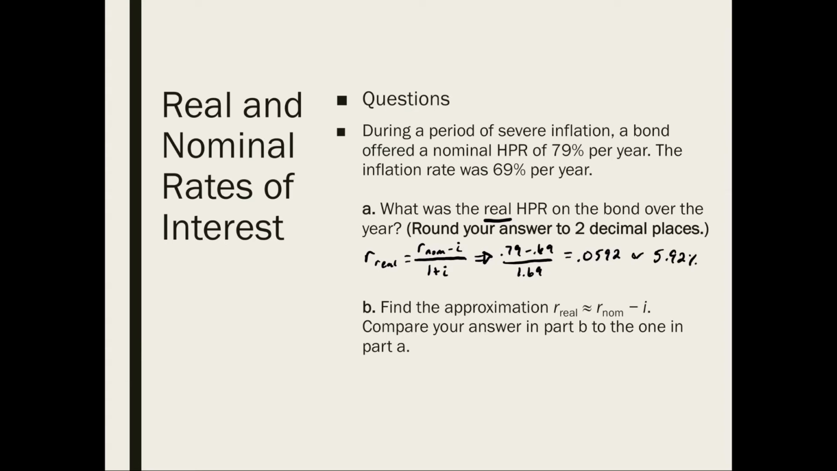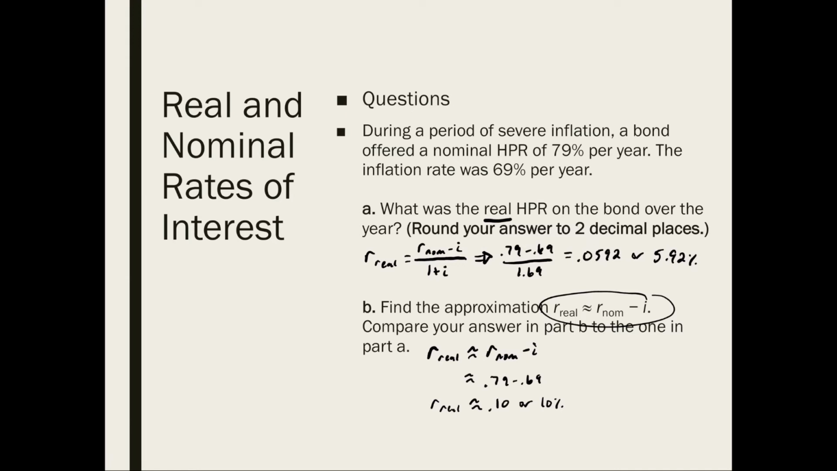Now for part B, they want us to find the approximation and compare your answer in part B to the one in part A. So the approximation says that your real return is approximately equal to your nominal minus inflation. So your nominal minus inflation would be 0.79 minus 0.69, and you would see that the approximation for your real return is 10%. So not really close to the 5.92% exact value. So clearly the approximation gives a real holding period return that is too high. So this approximation equation does have its limitations.